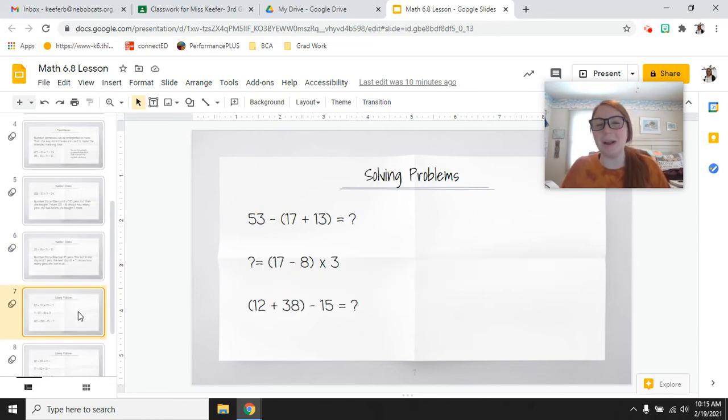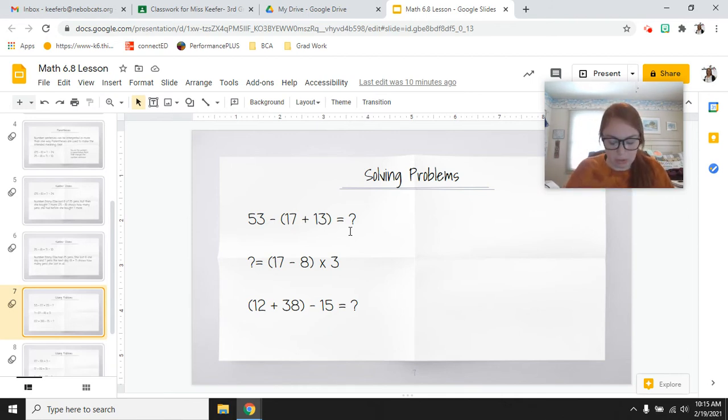All right, so now I want you to grab your whiteboards and we are going to do a bunch of practice problems together, okay? So grab your whiteboards for this next part. All right, so now that you have your whiteboards or a piece of paper, we are going to go through and solve these number sentences, okay?